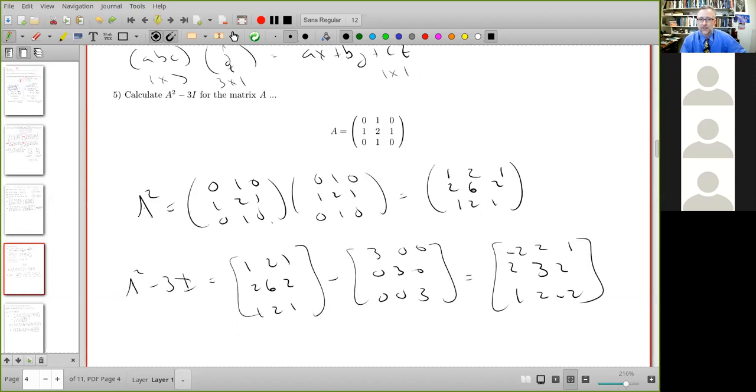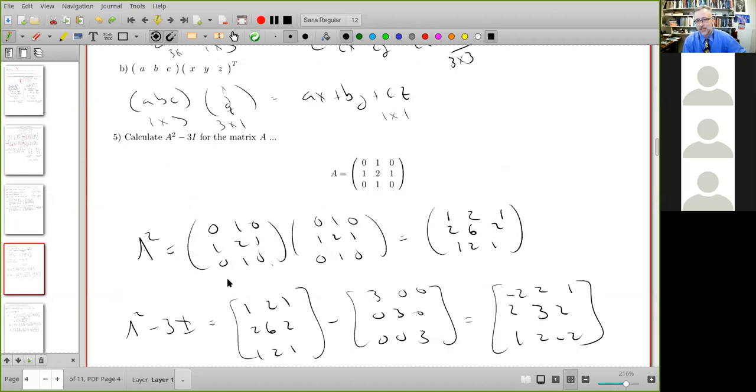You should also be able to do A times A, matrix multiplication, 1, 2, 1, 2, 6, 2, 1, 2, 1. And now that you do that, minus 3I is just threes on the diagonal. You subtract that, subtract like values. And so you should be able to do arithmetic. I mean, that's what all that problem is.